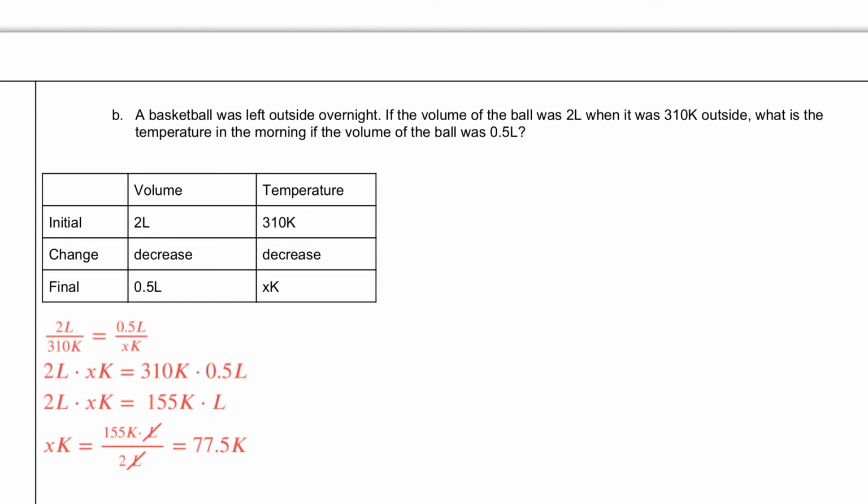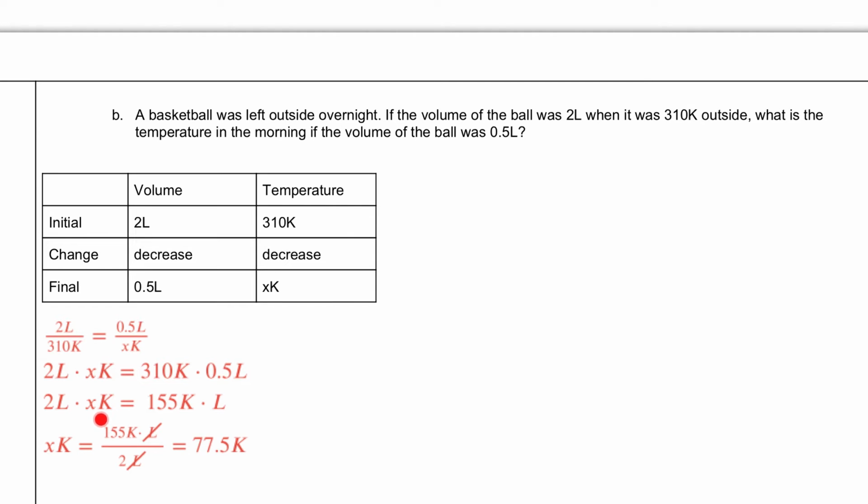If the volume of the ball was 2 liters when it was 310 K outside, what's the temperature in the morning if the volume of the ball was 0.5 liters? So I have my initial volume, my initial temperature, my final volume, and my final temperature. So my volume decreased, so my temperature must have decreased. If I plug those into the formula, I get 2 over 310 equals 0.5 over X number of Kelvin. Cross multiply, I get 2L times some number of Kelvin equals 310 times 0.5.